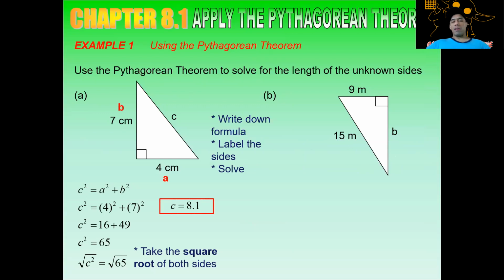All right, so for part B, if you take a look at the right triangle, again, for this question here, notice I flipped the orientation of the triangle here. Now, since we're solving for side B here, start off by writing down the formula. What I want to do here, since we're solving for a side other than C, is to label the C or hypotenuse first.